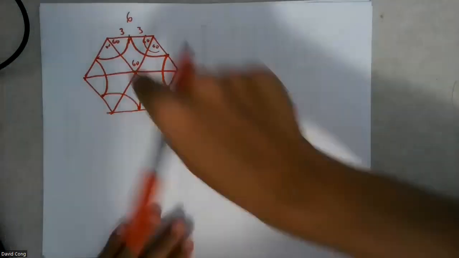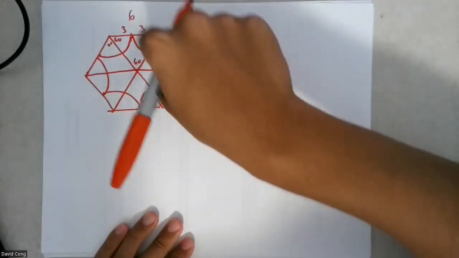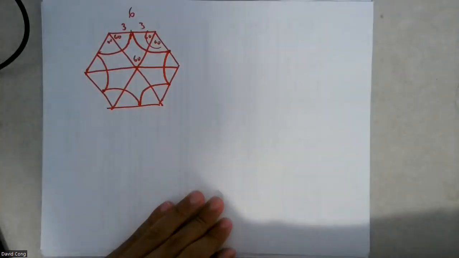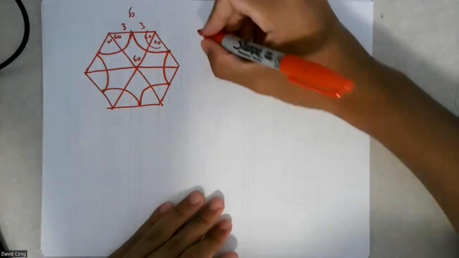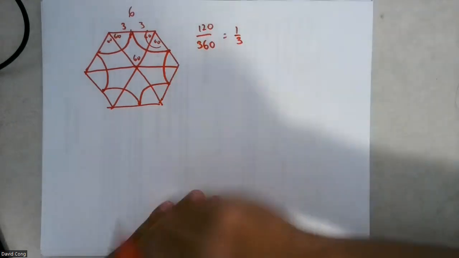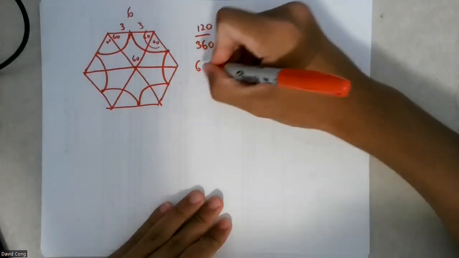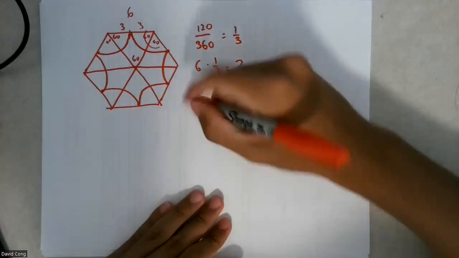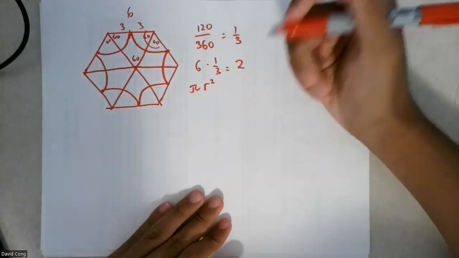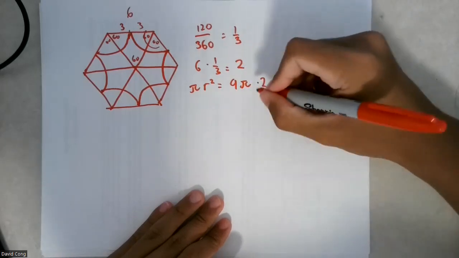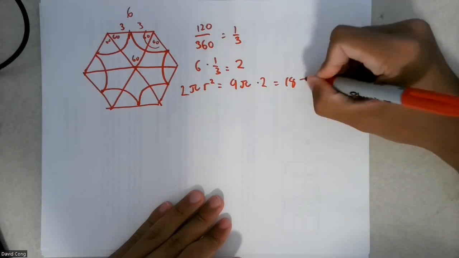So what do we know? We can find the area of the hexagon and subtract the area of these circular arcs. First let's find the area of the circular arcs. Each one is a 120 degree section of a circle, but a circle is 360, so each one is 1/3 of a circle, and there's 6 of them. So there are 2 full circles. The area of a circle is pi r squared, and we have the radius here, so the area of one is 9 pi, and the area of 2 would be 18 pi.